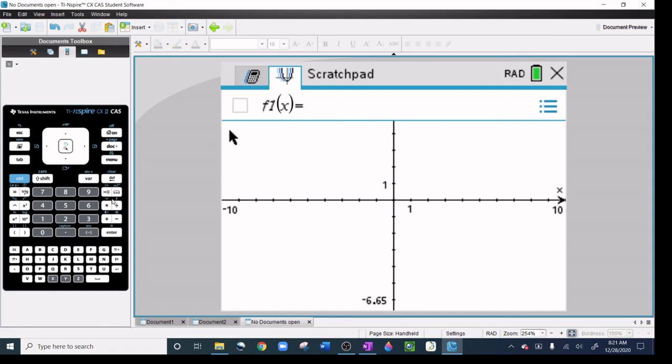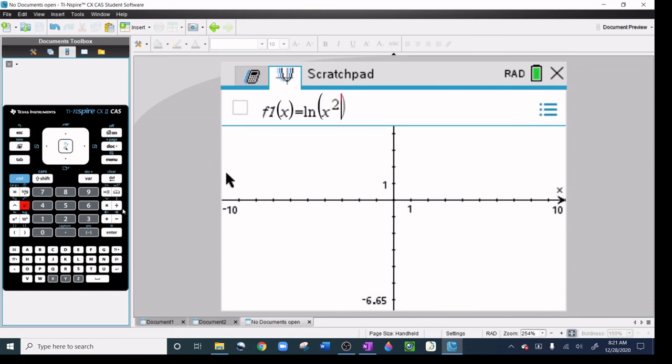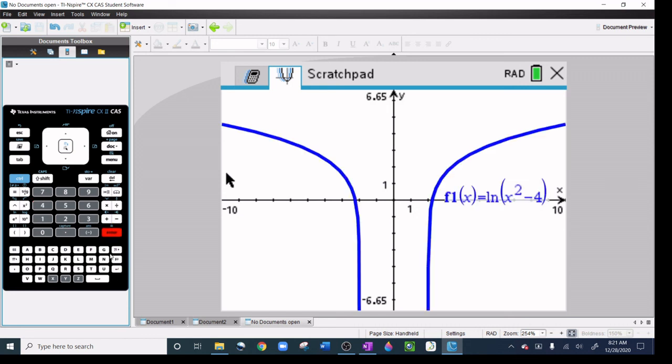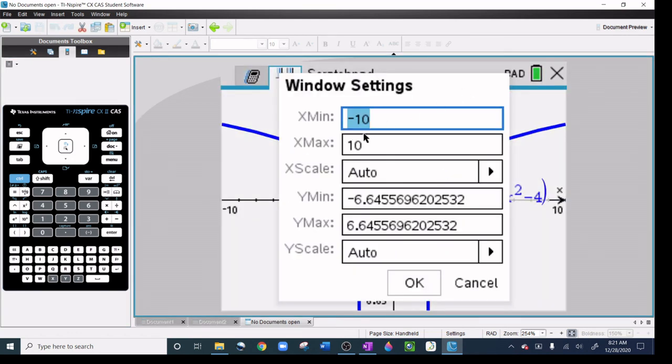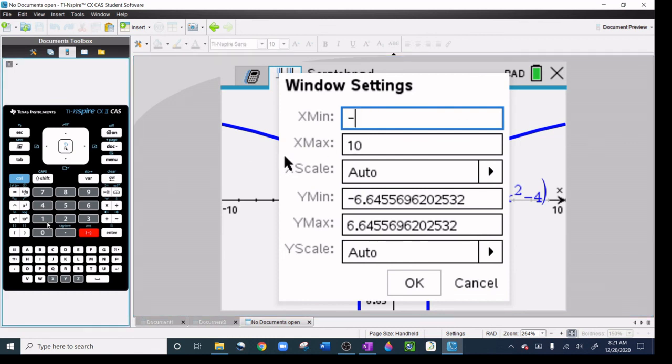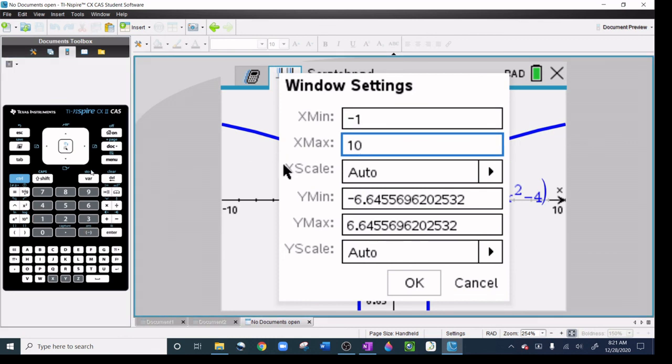The first one is, let's graph the one we had. So I'm going to go control ln, and I have x squared minus 4, and graph it. I want to see the graph between negative 1 and 3. You can change the window so you would be able to see it clearly: from negative 1 to 3, and enter.